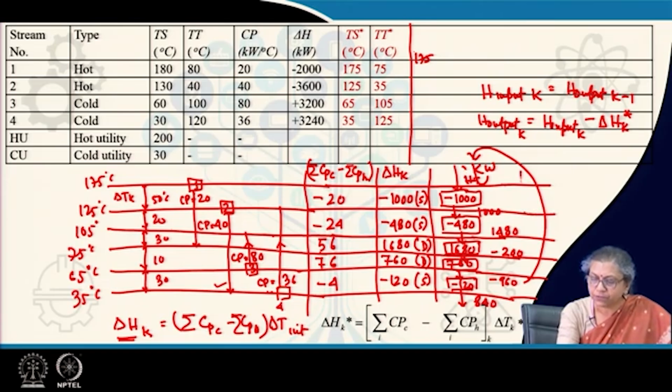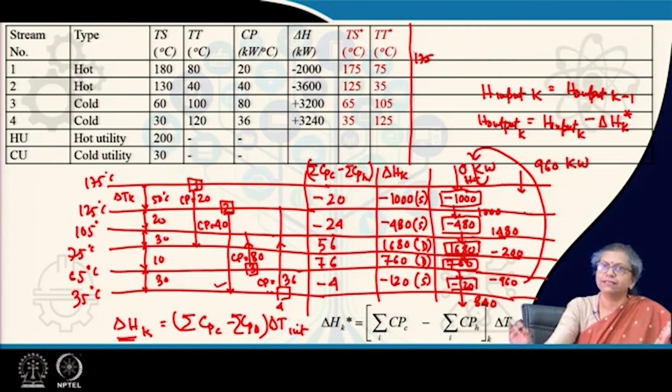I simply introduce 960 kilowatt from the top, instead of 0 kilowatt. Everything else I have kept constant. What is going to happen? The delta H in each interval is going to be constant.